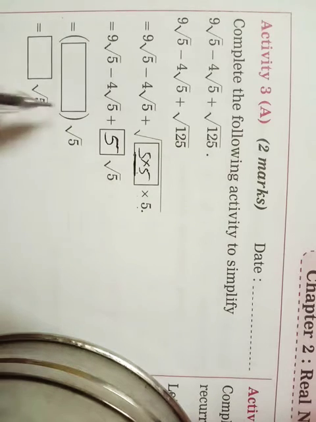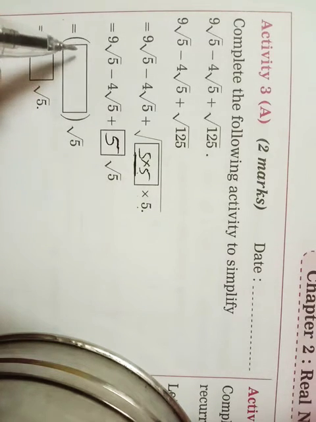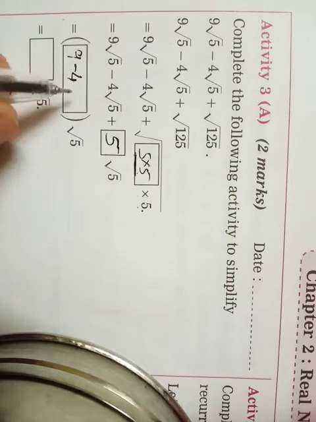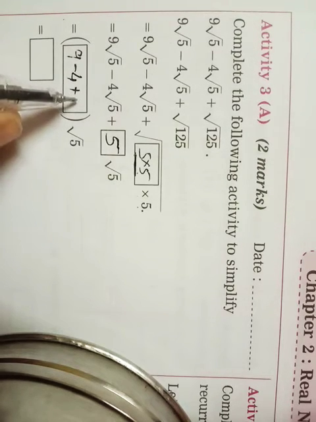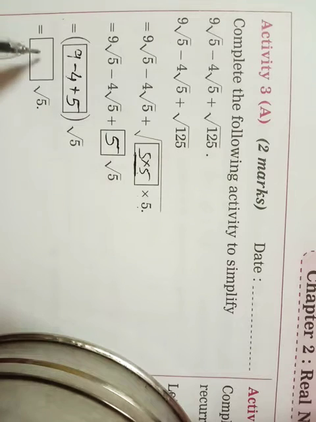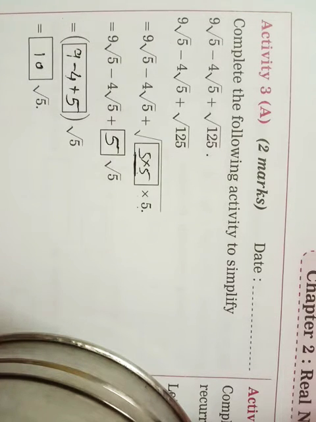Now I can take root 5 common from all the three. So what we will have? 9 minus 4 plus 5. So 9 minus 4 is 5 and 5 plus 5 is 10. So the answer of this is 10 root 5. Correct?